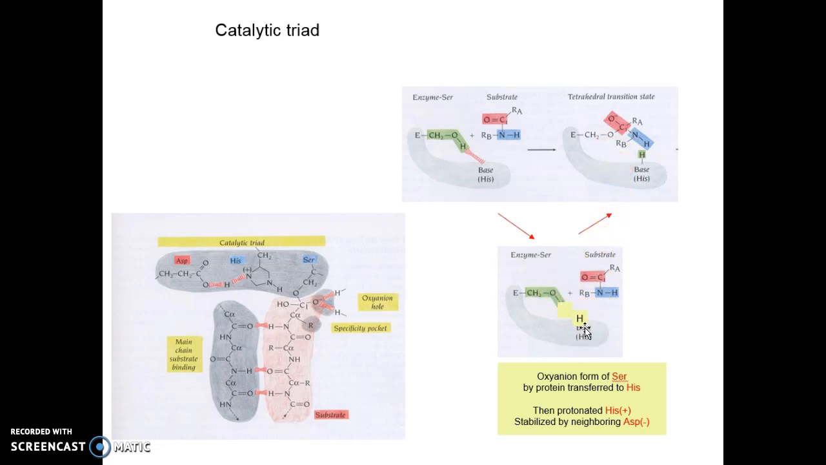The protonated histidine is further stabilized by the negatively charged aspartic acid, positioned in here, not shown in this picture. So, three residues working together cooperate to facilitate this intermediate.